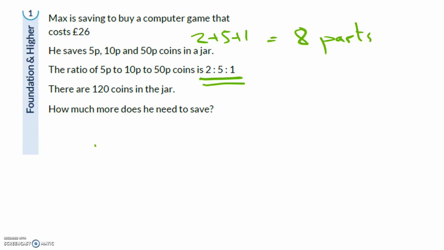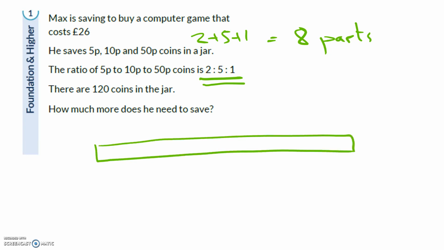So the bar method is all about drawing a bar that represents this information. So we can draw a big bar, and we know there are 8 parts in our ratio, so we can divide that bar up into 8 parts. And that helps us visualize what's going on. So something like that. Doesn't need to be brilliant. So we've got 8 parts in our ratio.